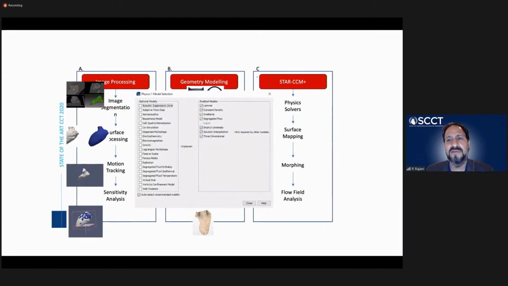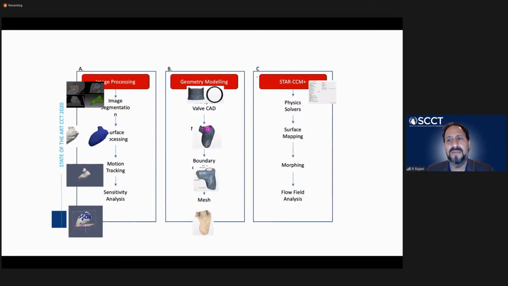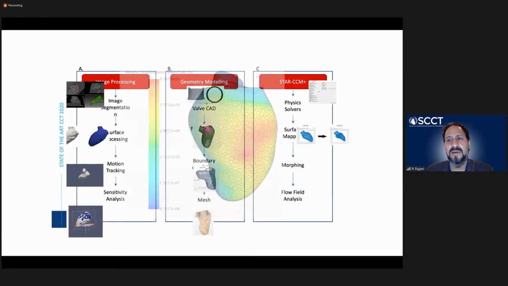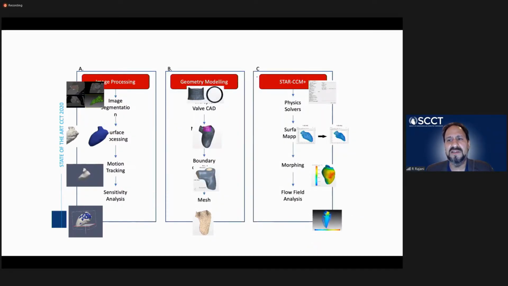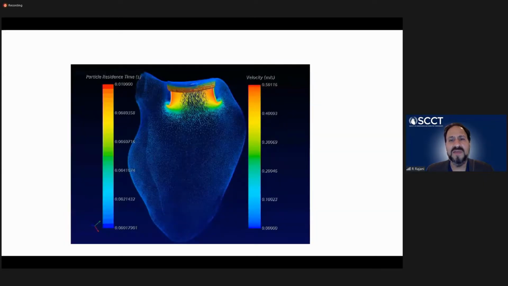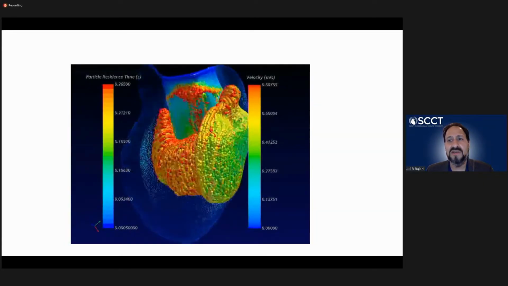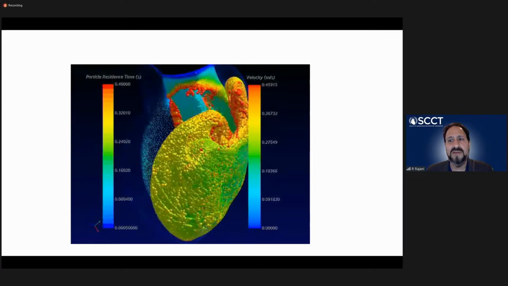We use a number of different physics solvers, surface mapping, morphing, and then we also perform flow field analysis using advanced physics solvers. Now from this, we're able to produce beautiful images of the left ventricle using computational fluid dynamics.